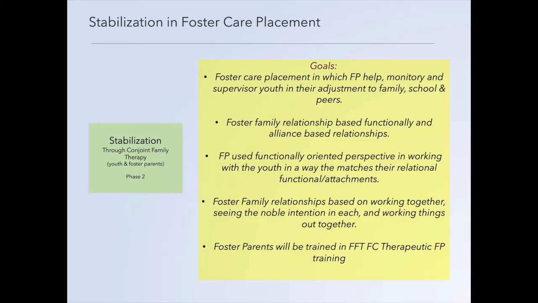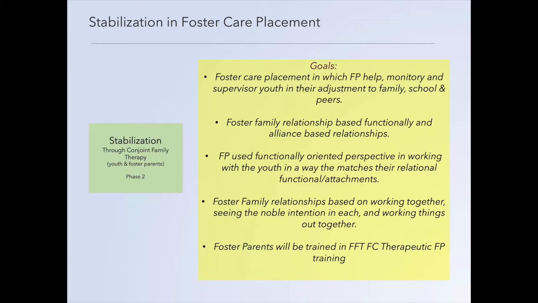In the stabilization phase, this occurs as the collaborative agreement is developed. This is where the FFT foster care interventionist steps back. They step back and play much more of a monitoring and problem-solving role. They let the increasingly stable relationship between the foster family and the youth be the curative mechanism that on a daily basis helps that youth overcome some of the traumatic kind of reactions that they're having.